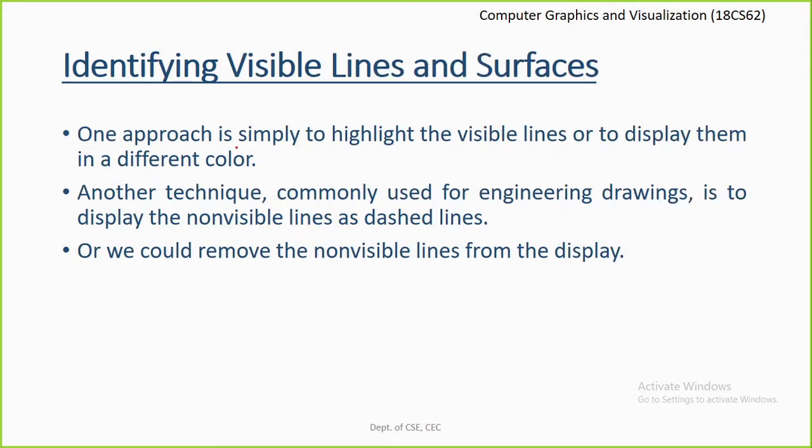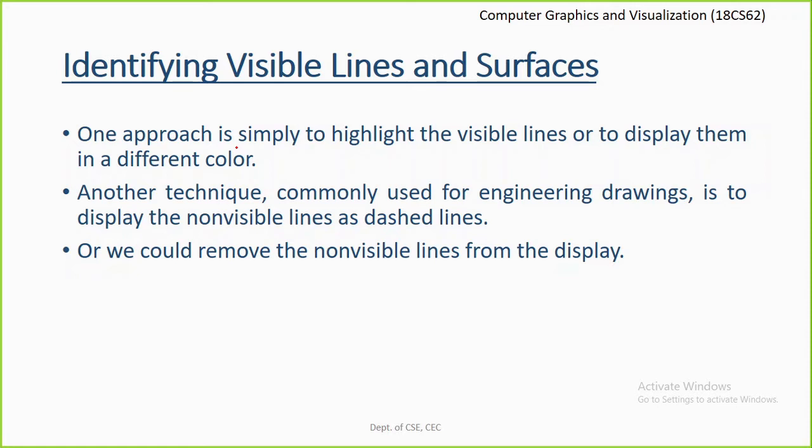Now let us see how we can understand which lines will be visible and which lines may be hidden. So, identifying visible lines and surfaces. One approach to identify visible lines and surfaces is simply to highlight the visible lines or to display them in a different color when you are modeling the given object.